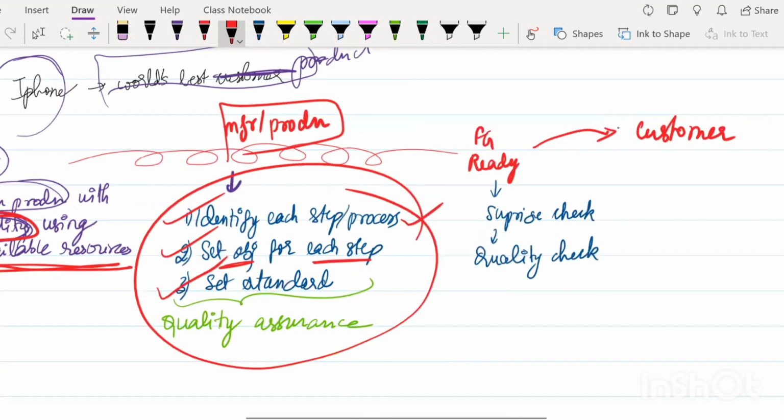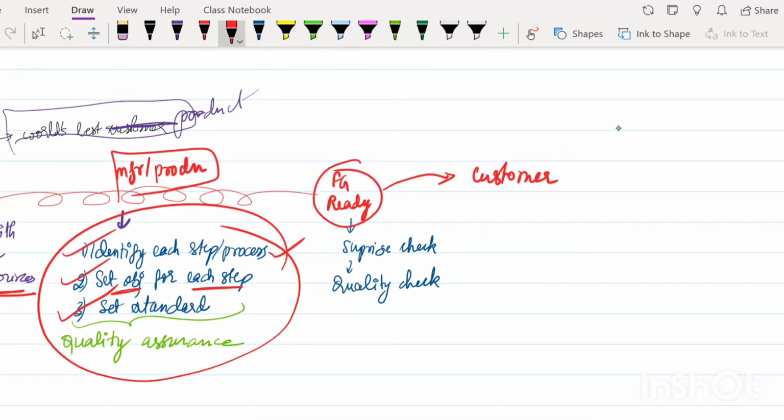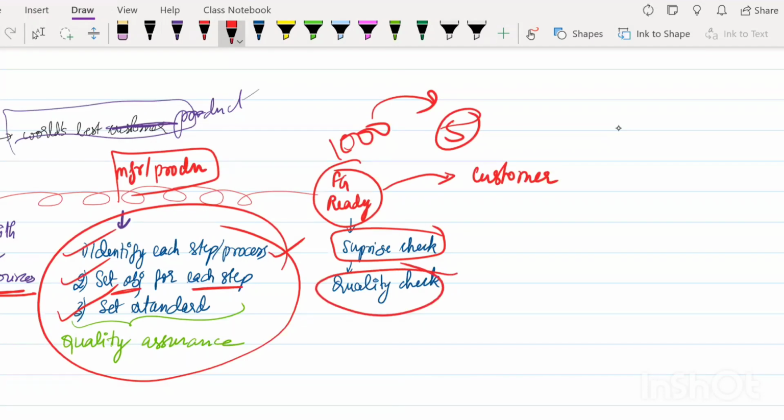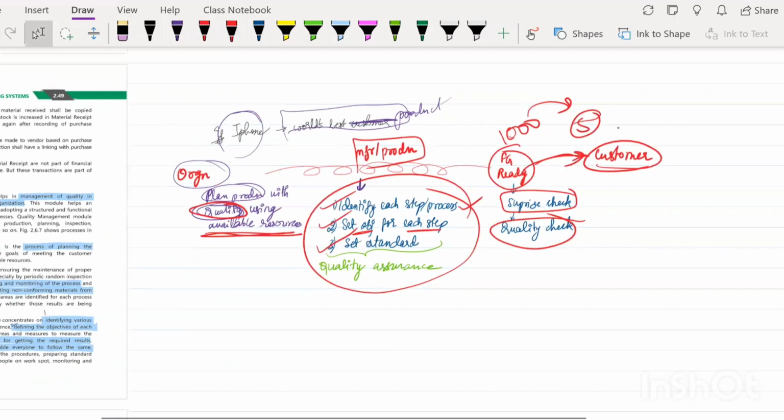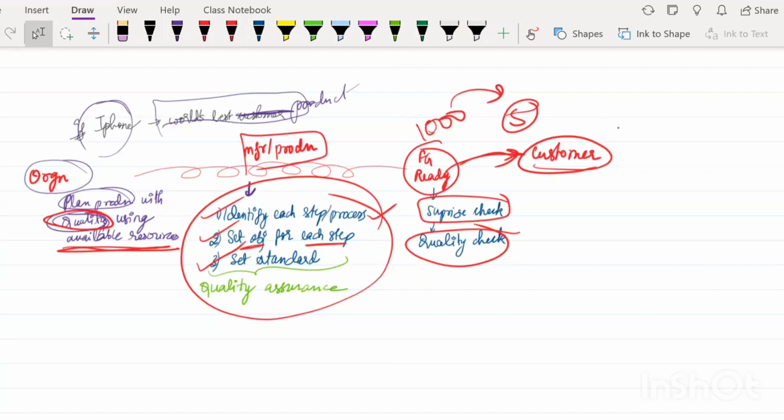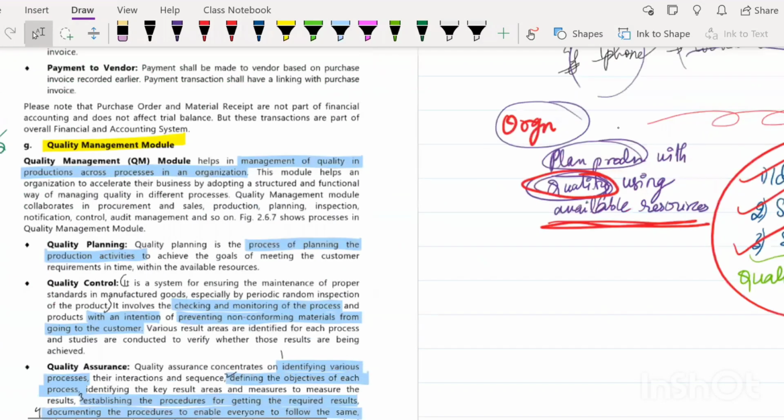Once your quality is assured and your finished goods are ready, if you want to check the quality of the product, and you're still doubtful, you can do a surprise check. If 1,000 iPhones are getting produced and coming out, you may on a random basis select any 5 iPhones and check whether the quality is proper or not. You can do a quality check, and finally it is going to be received by the customer. So this is basically how and where you bring quality into place. Correct. So that is the quality management module.